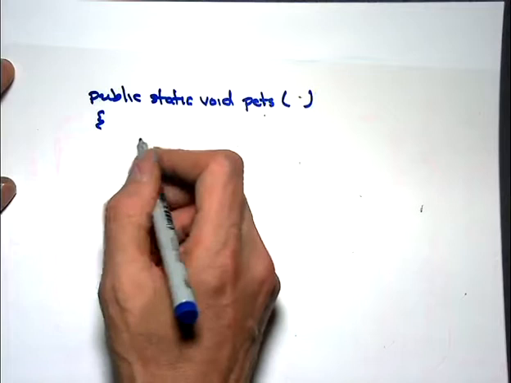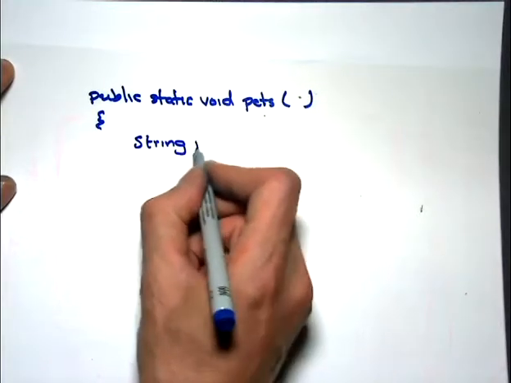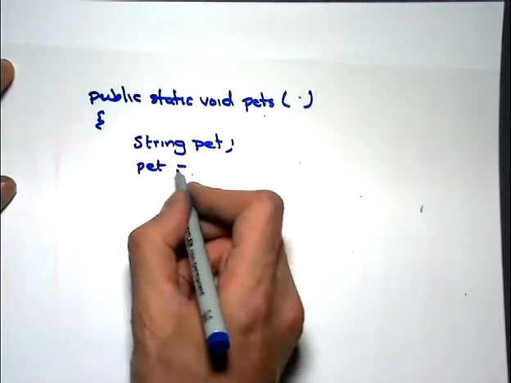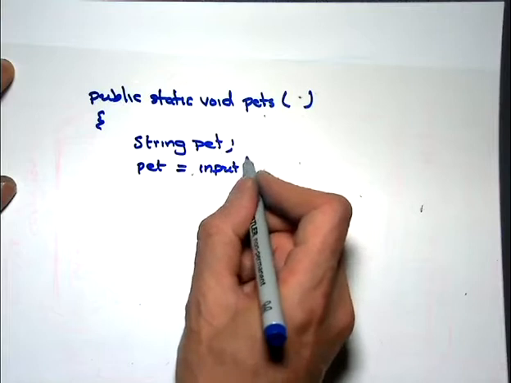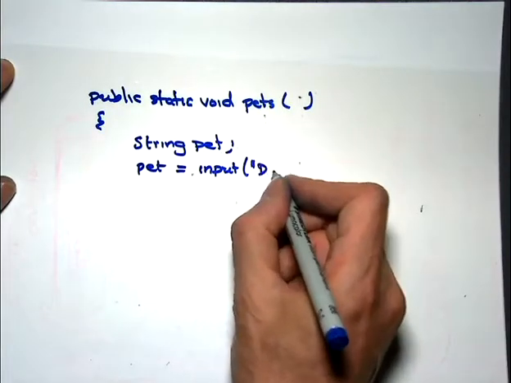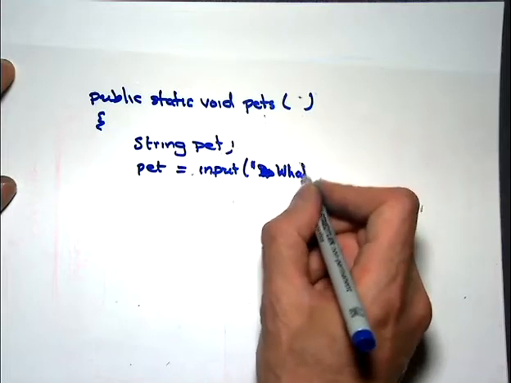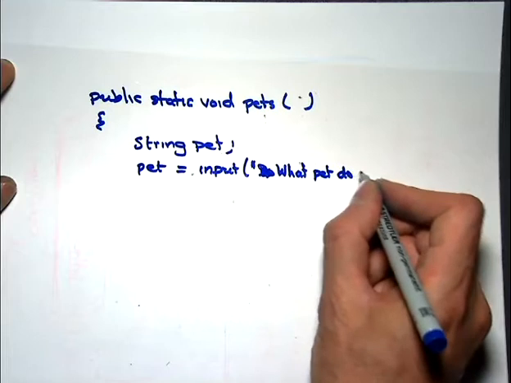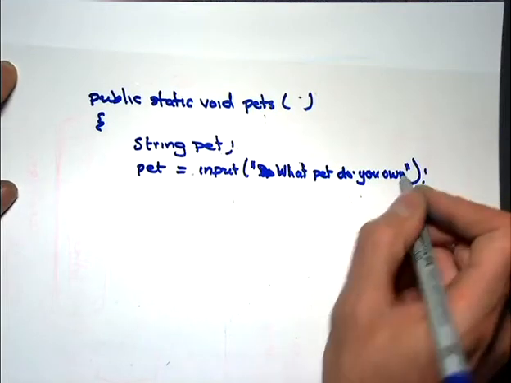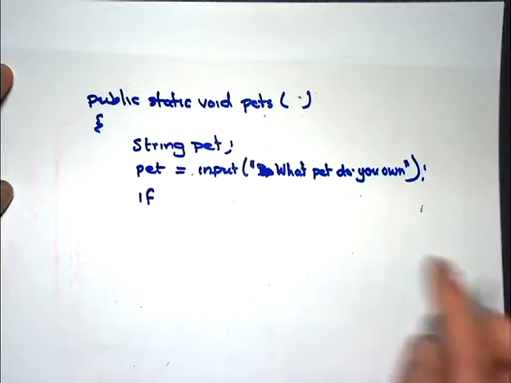So we want some kind of variable that will be a string pet to declare at the beginning, which is their answer. We'll then say pet gets input, whatever it asked us to do. It's whether they own a pet. Or what pet do you own? And then I'm going to have a series of doing different things depending on what the answer was.